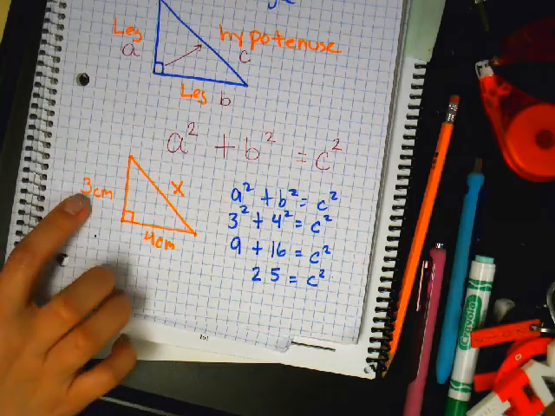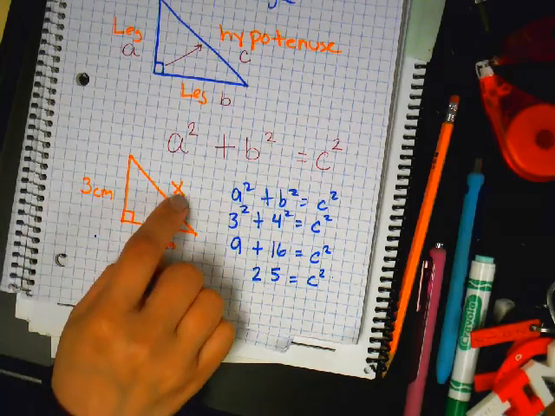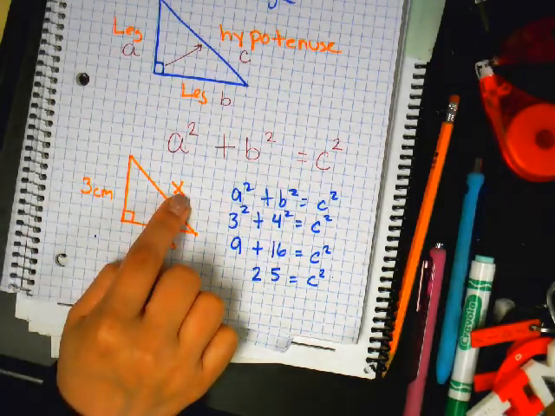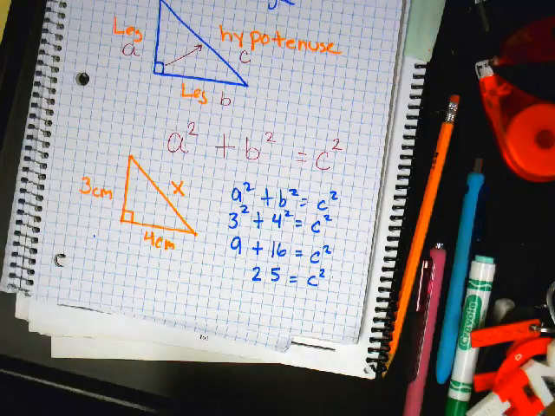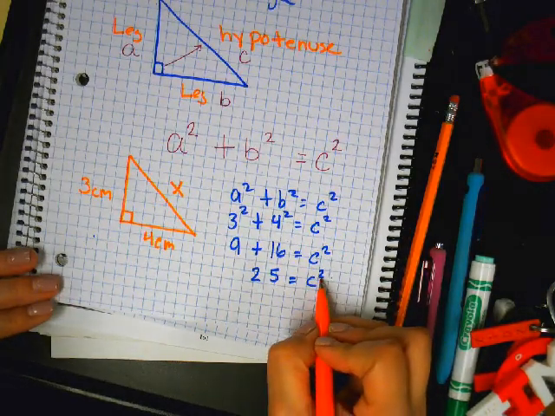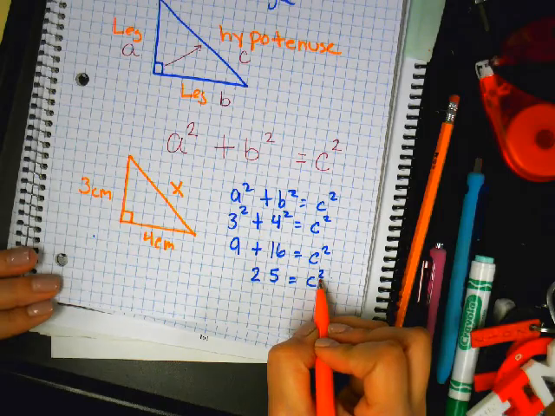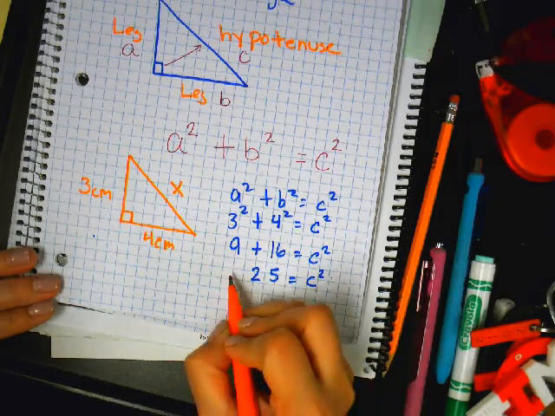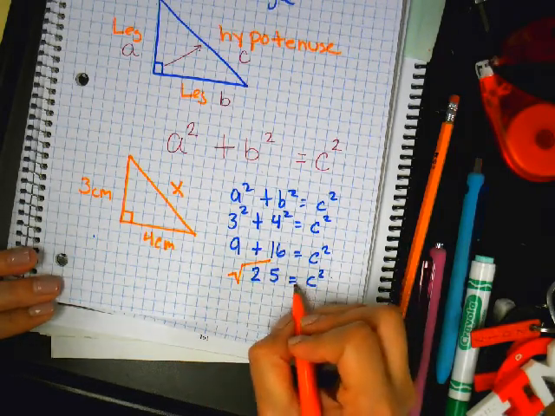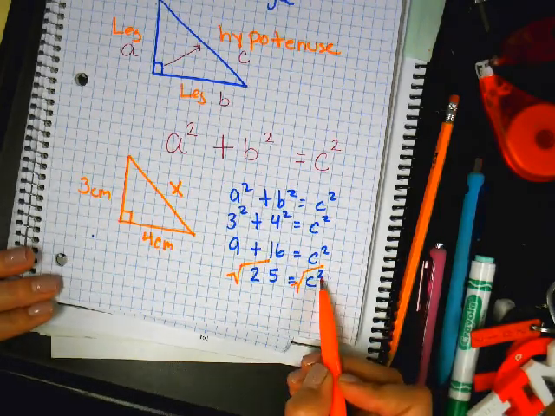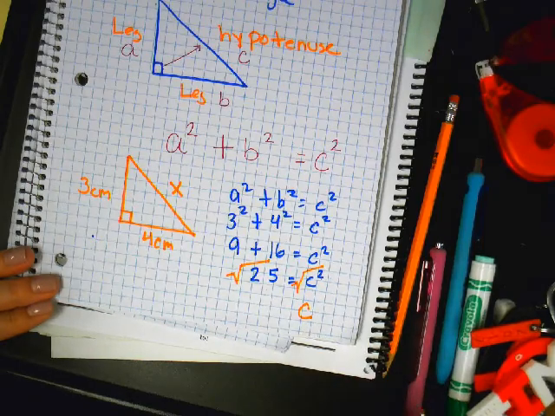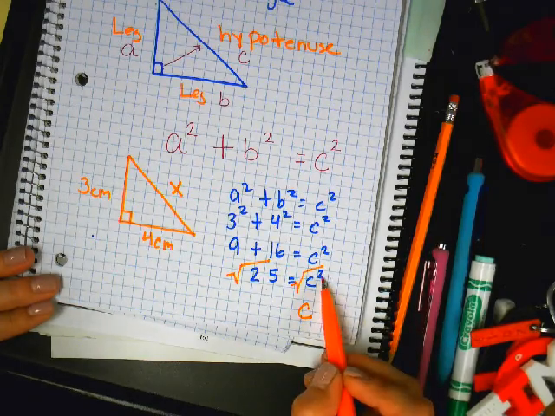So what's 3 plus 4? 7. This number has to be smaller than 7. So, you guys were saying, what do we have to do? You find the square root. So, in order to get rid of this little 2, Anthony, why are we looking at our iPad? We have to take the square root. So, in order to get rid of this little 2 and just get c, I undo the little 2 by doing the square root.